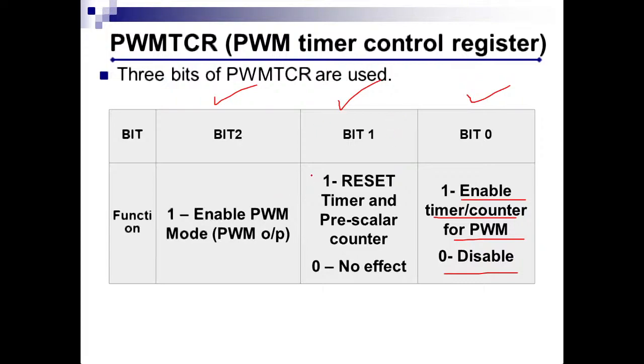For bit 1, if it is 1, then it will reset the timer and prescaler counter. Whatever prescaler counter and timer register you have, all of this will be reset to 0 if bit 1 is 1, and if it is 0, there is no effect. And bit 2 is very important. It will enable the PWM mode. If you require a PWM output on those 6 pins, then compulsorily in this PWM TCR SFR you have to set bit 2 equal to 1. If you do not set it to 1, then PWM will not be generated at all. So this is a very important bit to generate the pulse width modulation from the ARM dedicated pins.